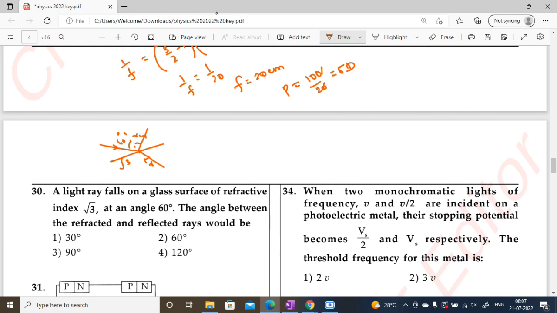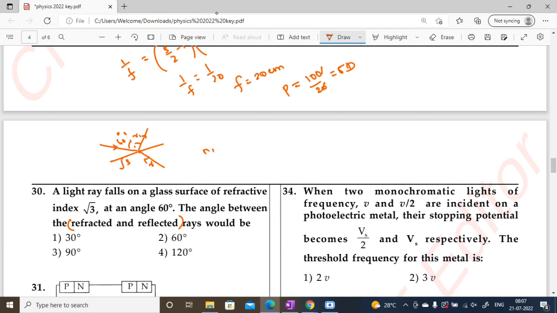They're asking for the angle between the refracted and the reflected ray, so it is very clear. Let us find the angle of refraction first to get the answer. It is given by Snell's law: the angle of incidence into the refractive index N1, which is nothing but the air medium.